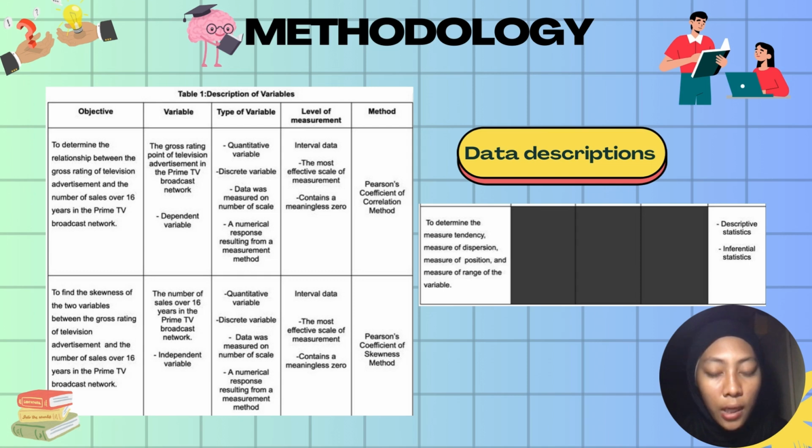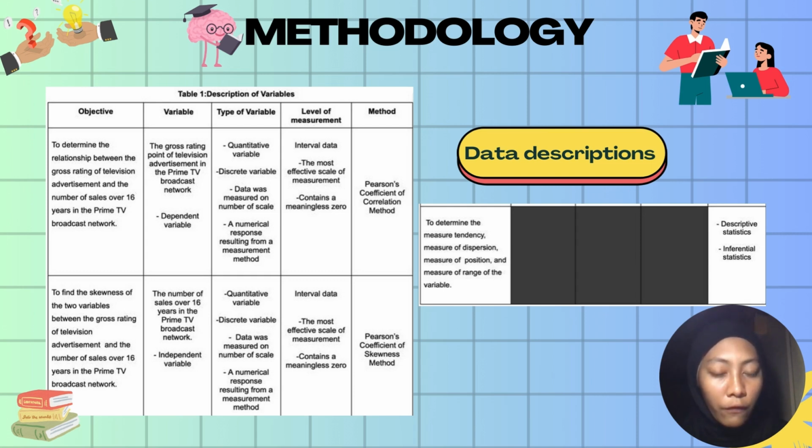Meanwhile, from the second objective, we can identify that the number of sales over 16 years in the prime TV broadcast network is an independent variable. From these 1 and 2 objectives, they have the same type of variable, which is the quantitative variable. It's a discrete variable, and the data was measured on a number scale with a numerical response resulting from a measurement method. For both first and second objective, the level of measurement is the same, which is the interval data, the most effective scale of measurement that contains a meaningless zero.